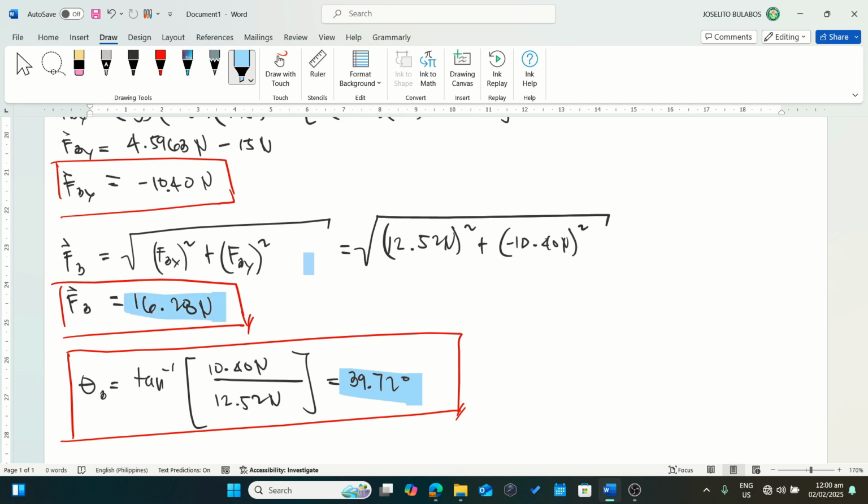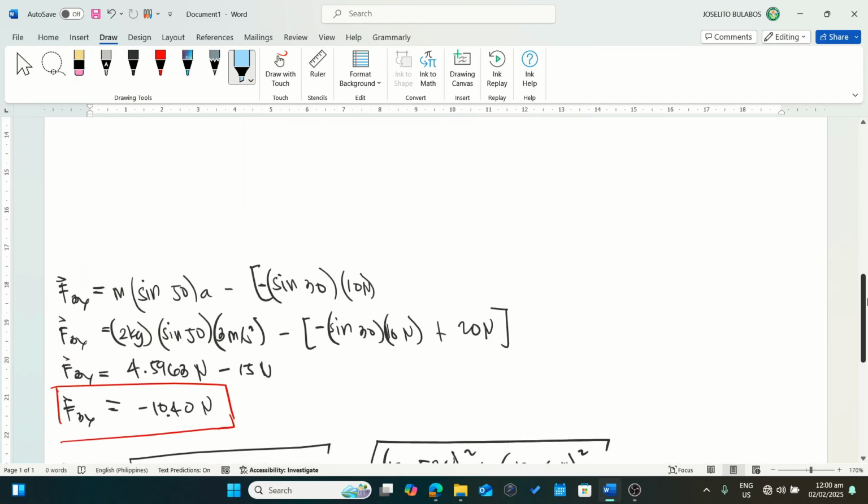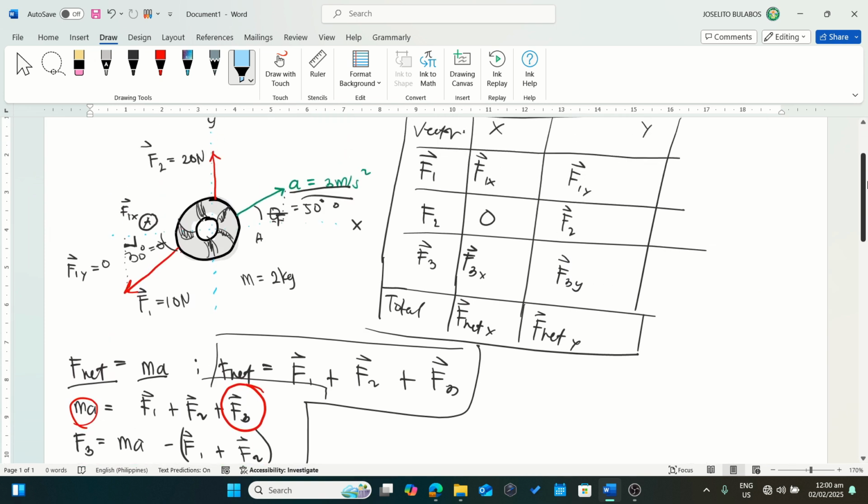So this is the direction, and this is the actual value of our F3. So if we trace this in our Cartesian plane, this is roughly 16.28 and almost 40 degrees. So our F3 must be in this particular direction. That particular direction will be our F3. Okay, and this is 16 point something. And that is actually reasonable.